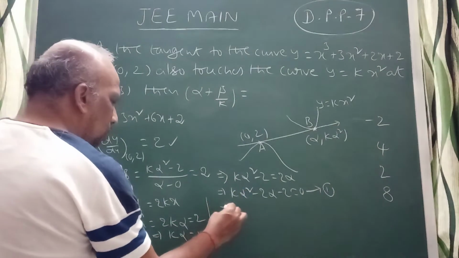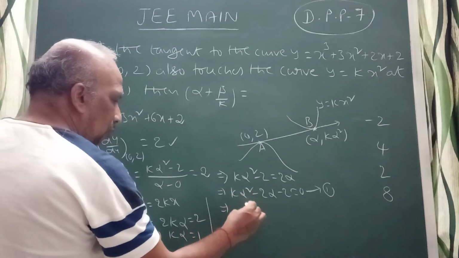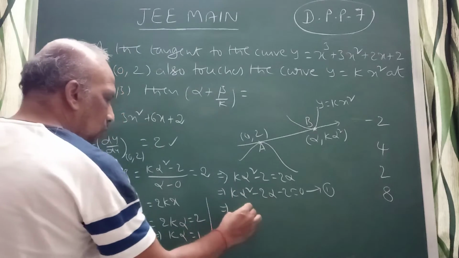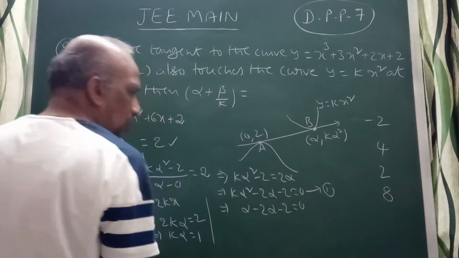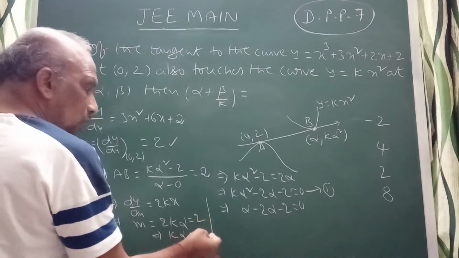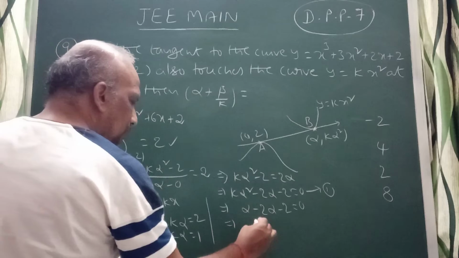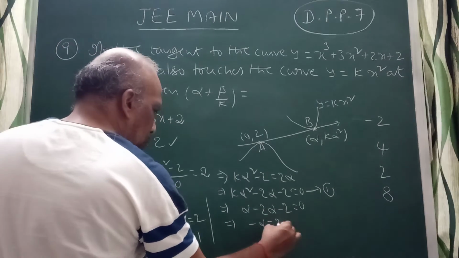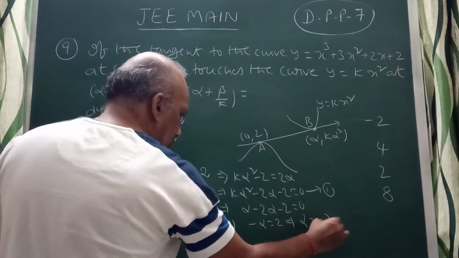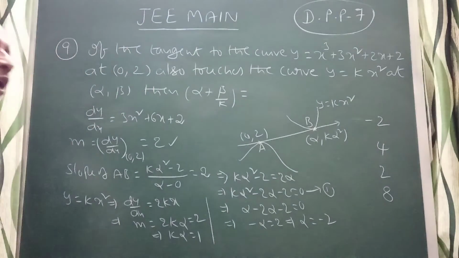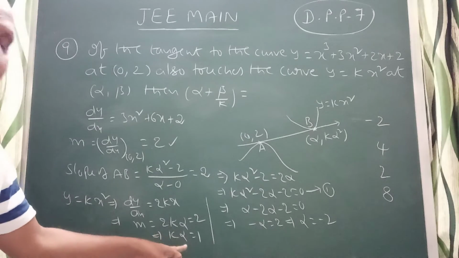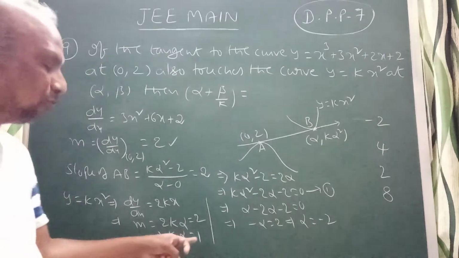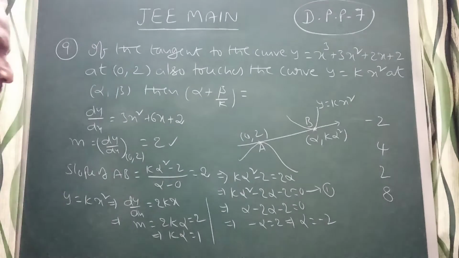If k alpha is equal to 1, then here k alpha into alpha, k alpha into alpha is alpha, so alpha minus 2 alpha minus 2 equal to 0. Since k alpha is equal to 1, you will get minus alpha equal to 2, alpha equal to minus 2. I got alpha equal to minus 2. From this you can substitute here. We know k alpha is equal to 1.